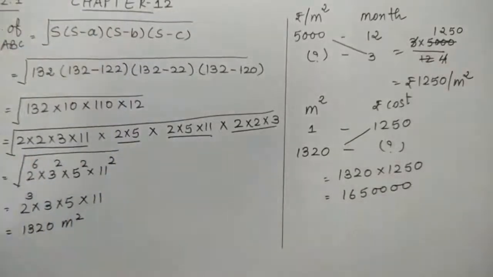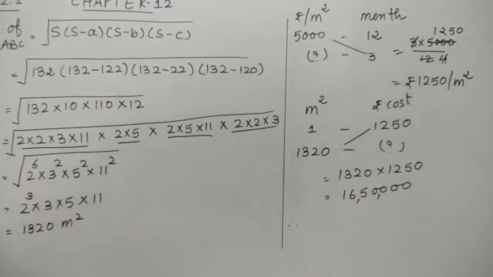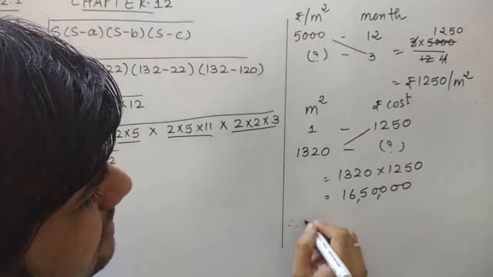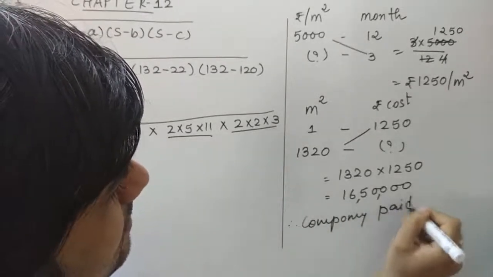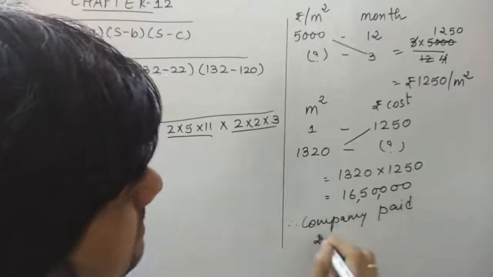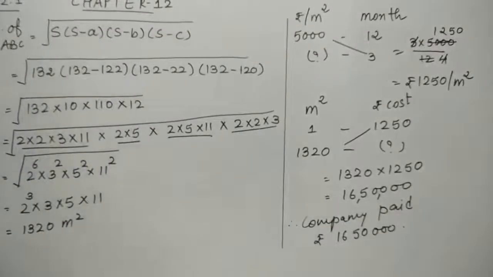So you can see that the company is spending 16,50,000 rupees. 16,50,000 रुपए एडवर्टाइजमेंट के लिए कंपनी दे रही है. So this is the final answer. We can say that whatever is asked here, how much rent did the company pay. So we can say that the company paid rupees 16,50,000 for 3 months rent. It's quite expensive, but remember students, it is true. This much they are spending. Thank you.